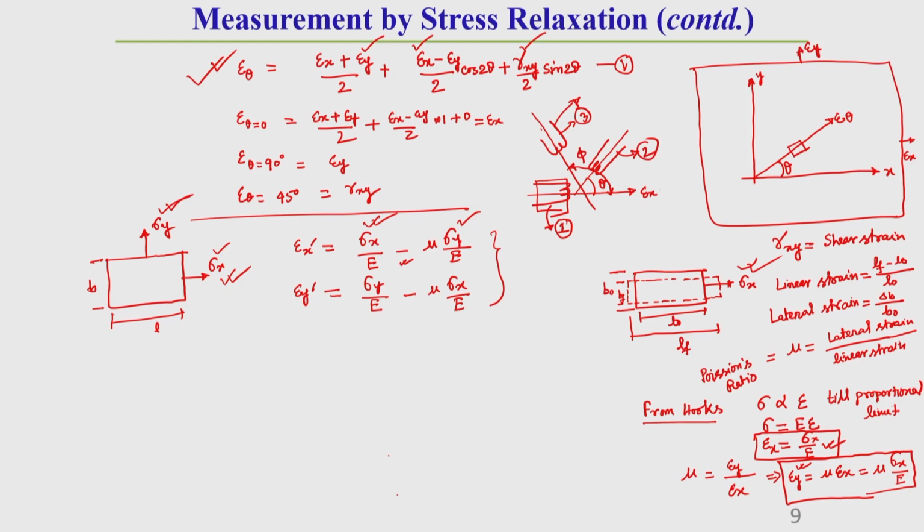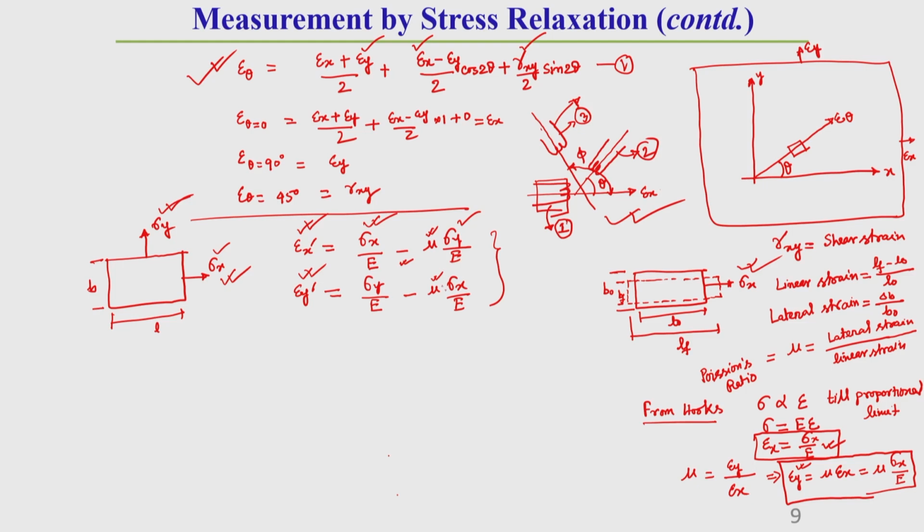Now, we can easily measure this overall strain in the x direction and overall strain in the y direction by using this strain gauge rosette. So, we got these things. Now, we know the Poisson's ratio of this material, this is known to us. Now, we have to find out what sigma x and sigma y are. How can we find this out?